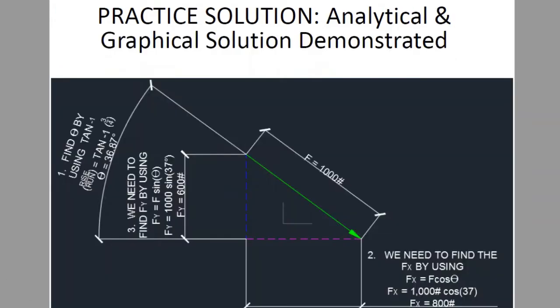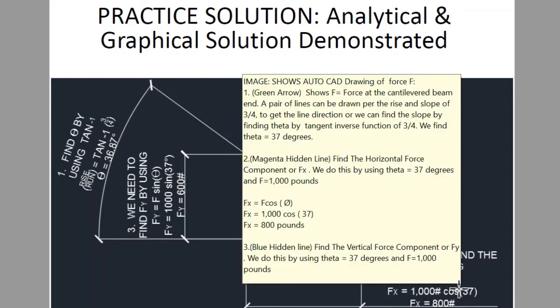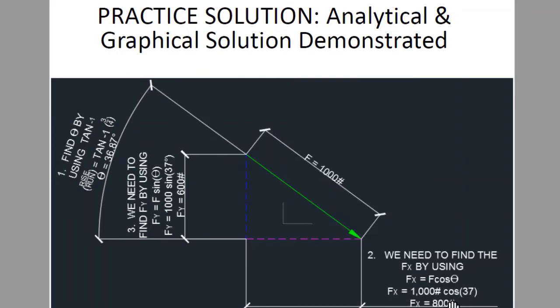Here is the illustration. Again, this is the practice solution, or the analytical and graphical solution, demonstrated. So we see here our force F shown in the green arrow, and it represents F is equal to 1,000 pounds. Then we find F of x, which is the horizontal component, by using the function F of x is equal to F cosine of theta. And we find that after plugging in our F equals 1,000 pounds and theta is equal to 37 degrees, F of x is equal to 800 pounds.